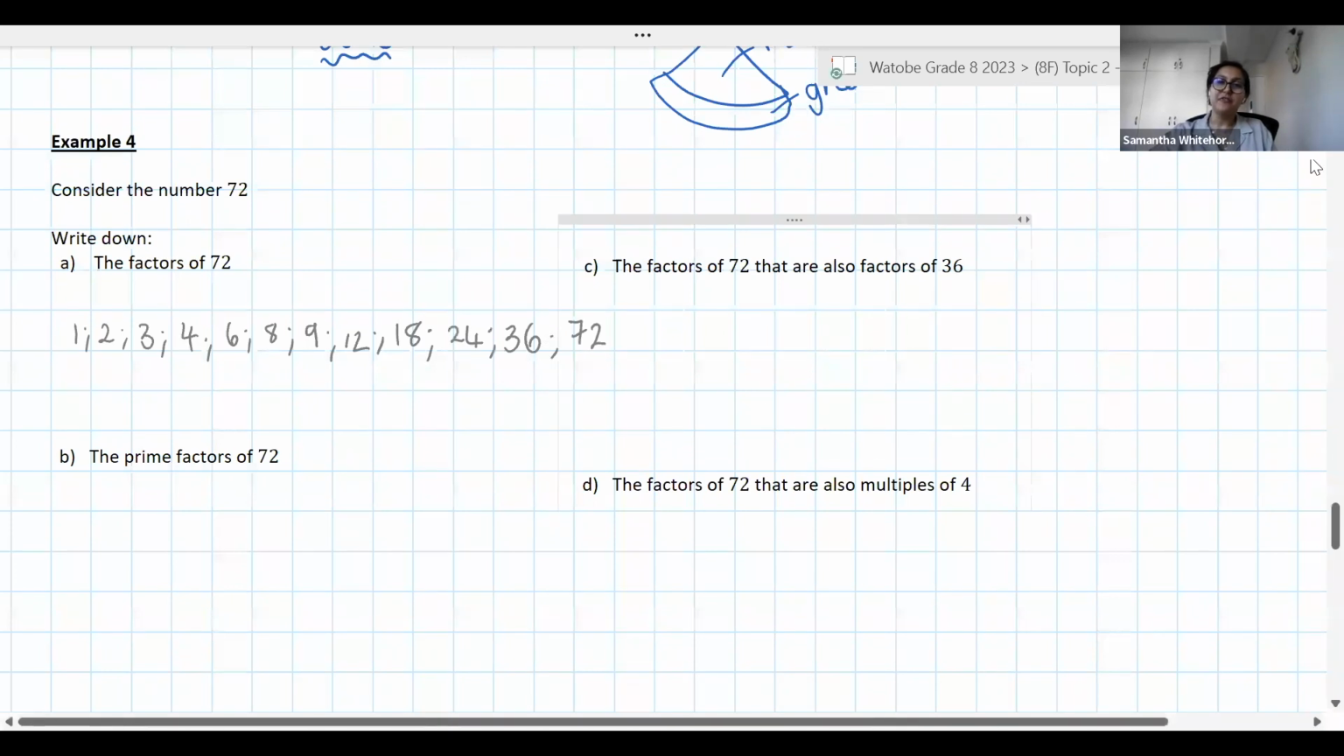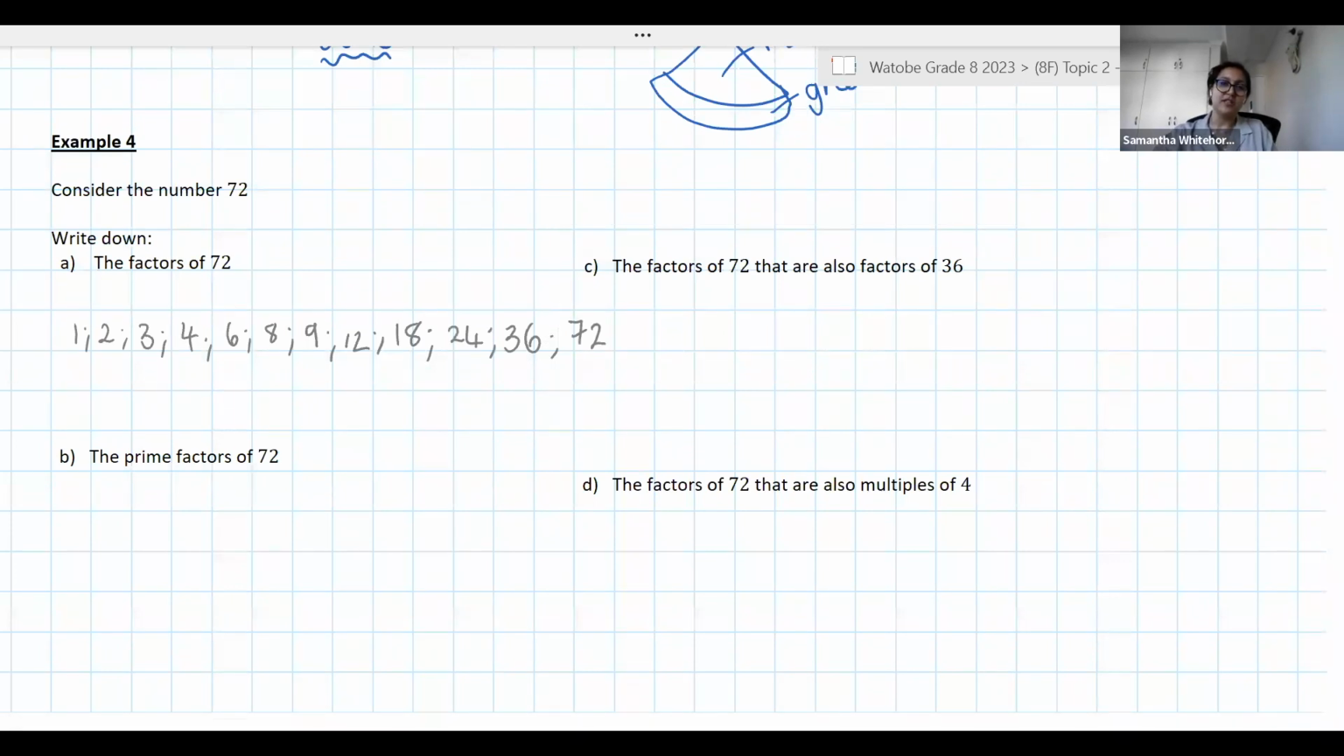Okay, so guys, there are your factors of 72, very nicely put. So what I want you to do is take a screenshot of the screen. And now that you have all of these factors, see if you can answer B, C, and D. And we'll go through the answers on Thursday.